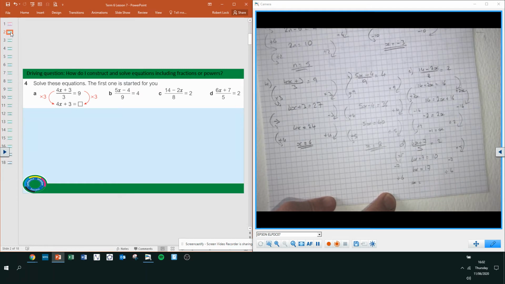If it's 18, it would have been 3. So 6 into that goes 2 with 5 over 6 remaining. So x equals 2 and 5/6.